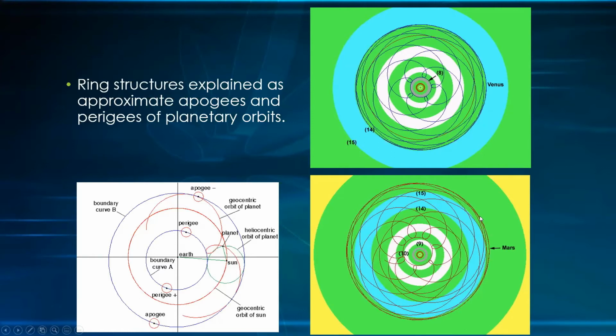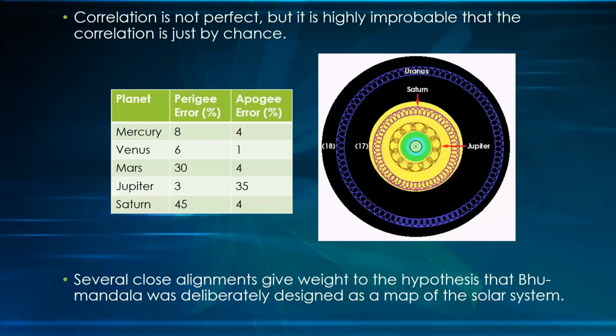Here you see in Mars that, okay, yeah, maybe here the outer one is close to this feature number 15, and the inner one is maybe around 10. It's not always perfect, but it's very close, right? Now the correlation, as I said, is not perfect, but it is highly improbable that it is just by chance.